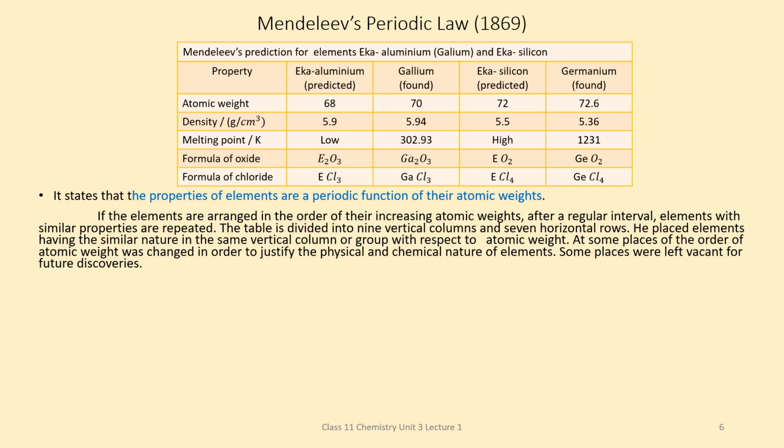So, in order to study Mendeleev's periodic law, which was published in 1869, please refer to the table shown in the next slide. You will observe that he placed elements having the similar nature in the same vertical column or group with respect to the atomic weight. Please underline the word atomic weight. At some places, the order of atomic weight was changed in order to justify the physical and chemical nature of elements. Some places were left vacant.